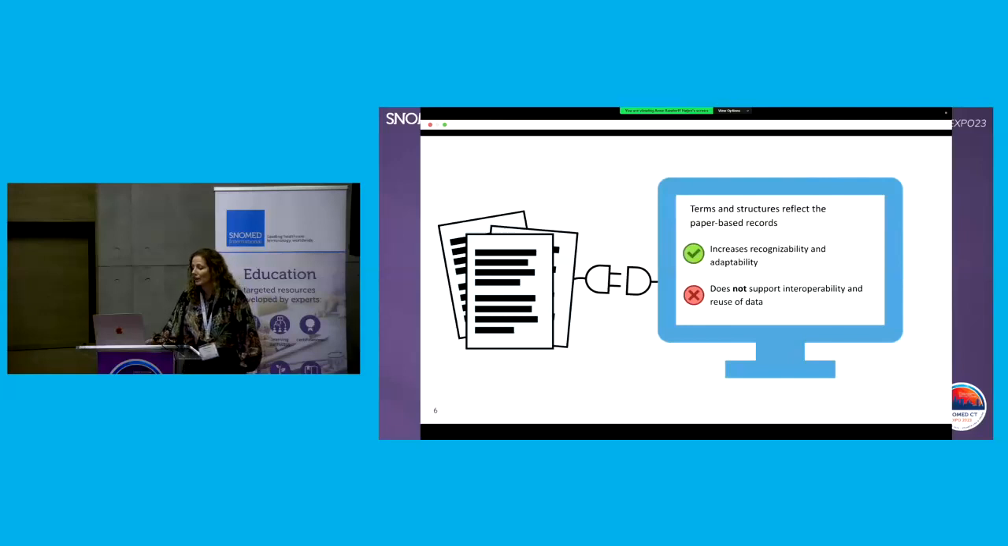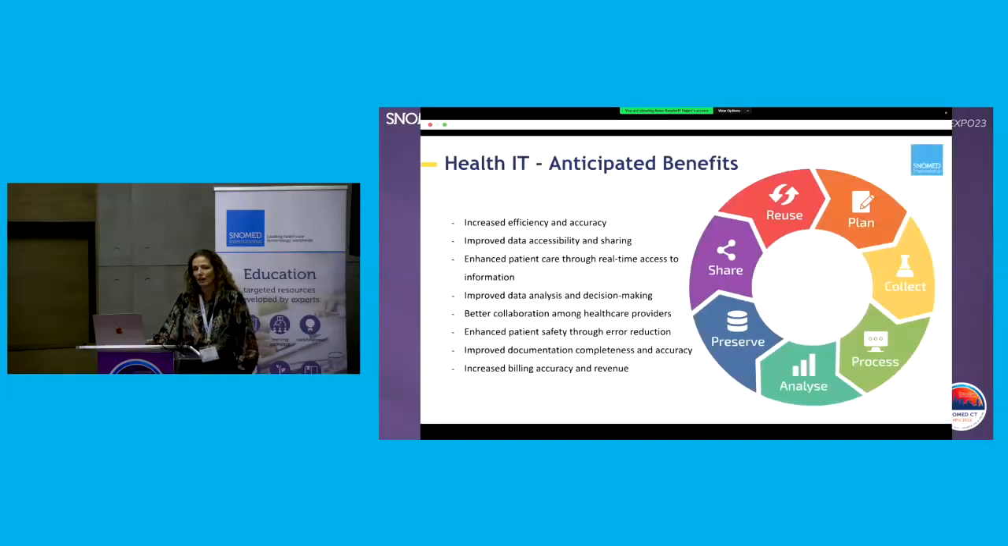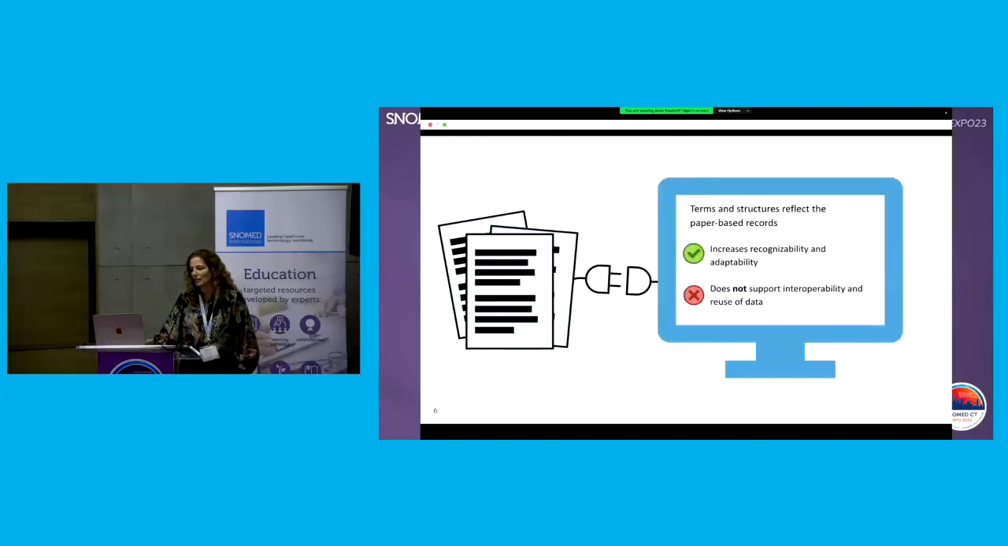However, it will not support the interoperability and reuse of data if you just create an IT version of your paper-based records. So you really need to take that into consideration from the beginning of your implementation project. How is it that we can ensure that all these benefits that I was just talking about, how do we meet them with our implementation?